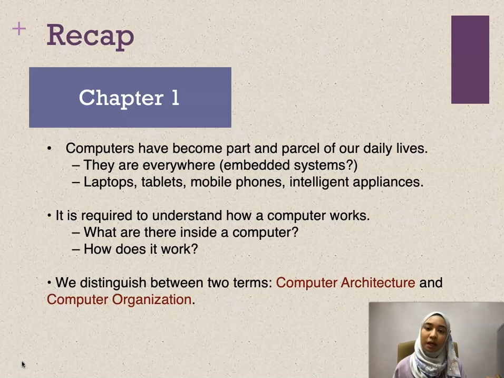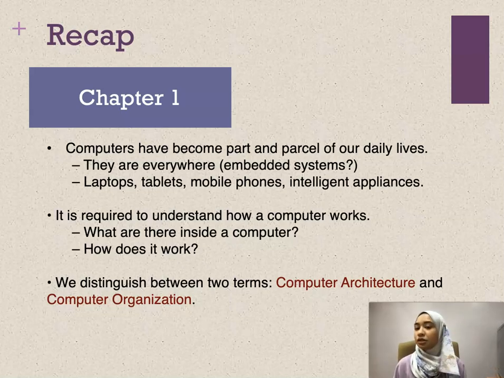Last time we talked about how computers have become part and parcel of our daily lives. They are everywhere in the form of embedded systems. You have them in your smartphones, you have them in your smartwatches. You have them as sensors that track your breathing, your oxygen saturation in your blood, your heartbeat in the form of a watch. That's amazing. And we have other intelligent appliances that are not wearable, such as systems at home that can control the lighting, your washing machine and stuff like that.